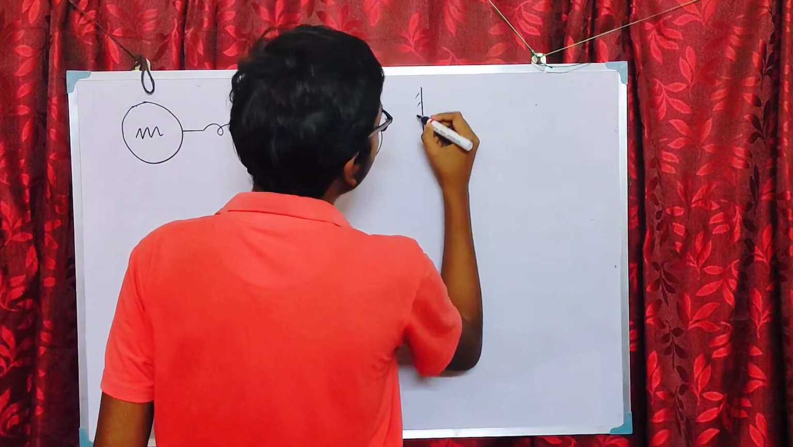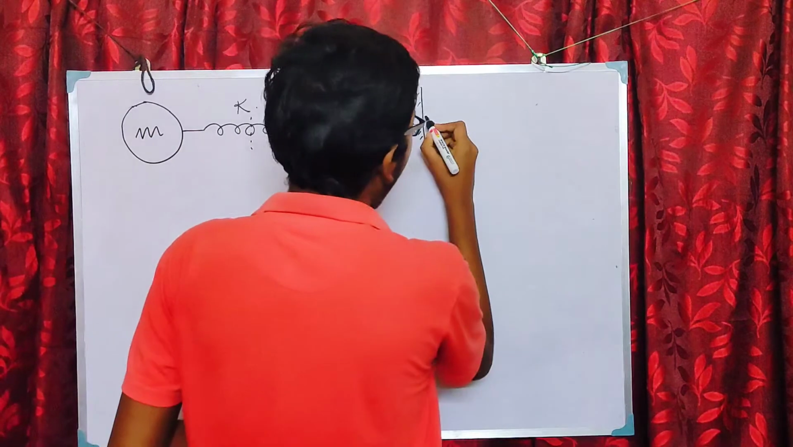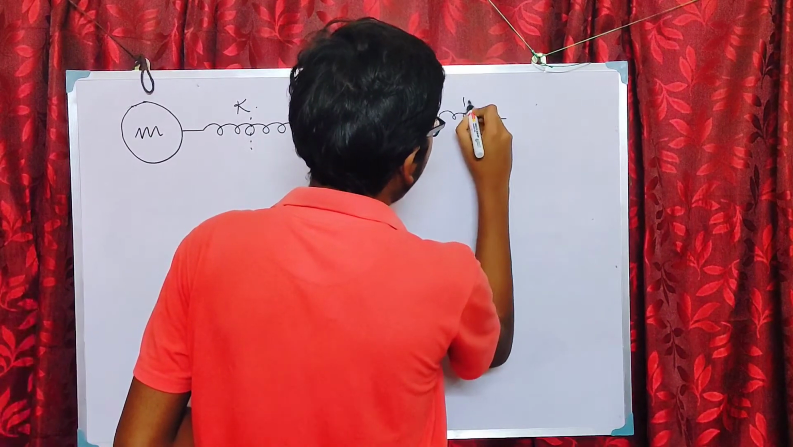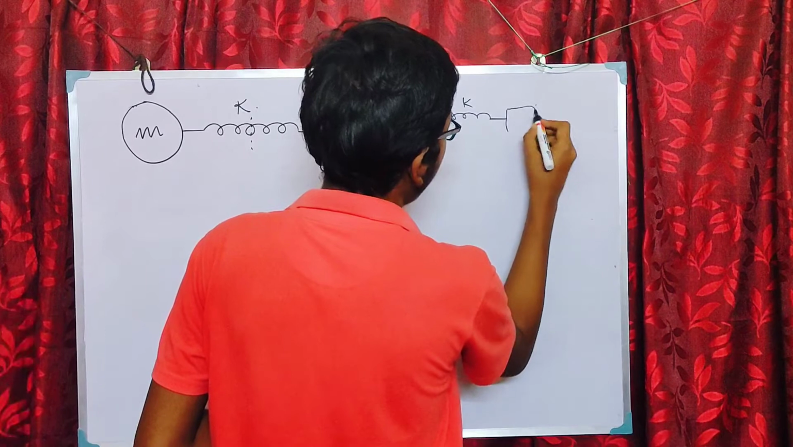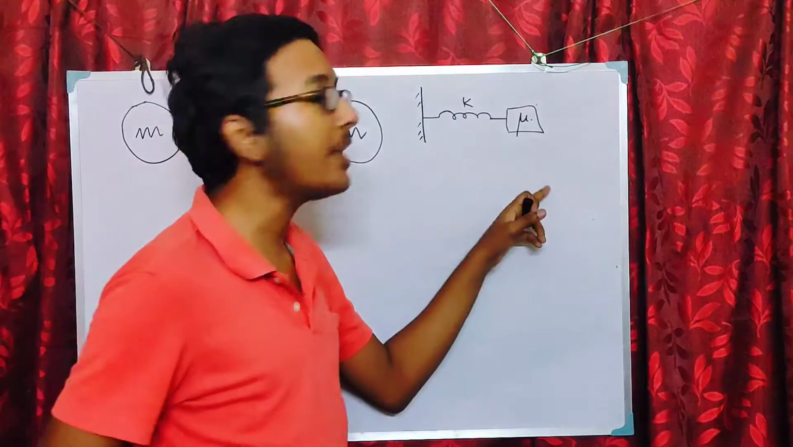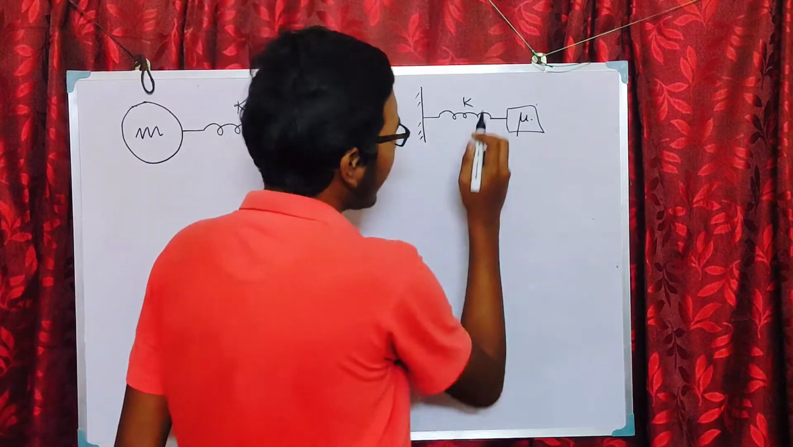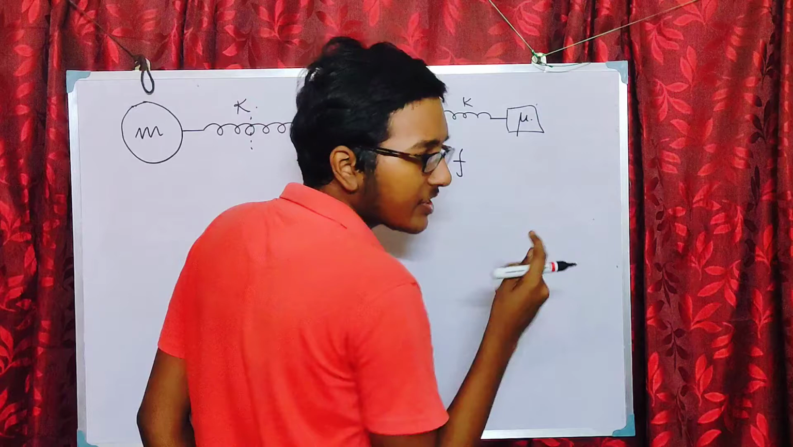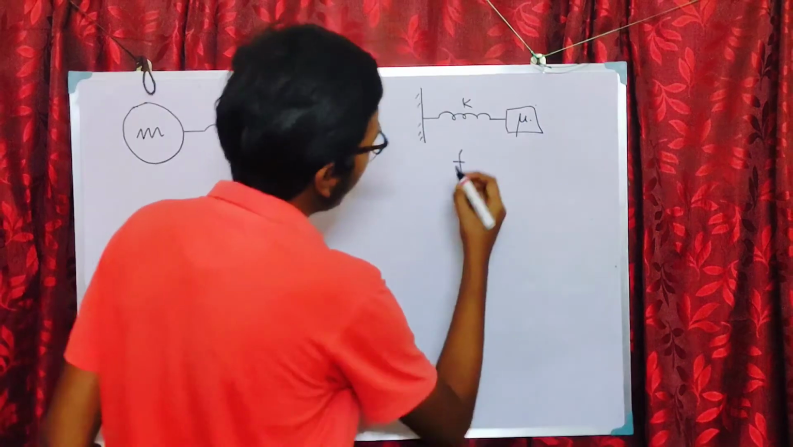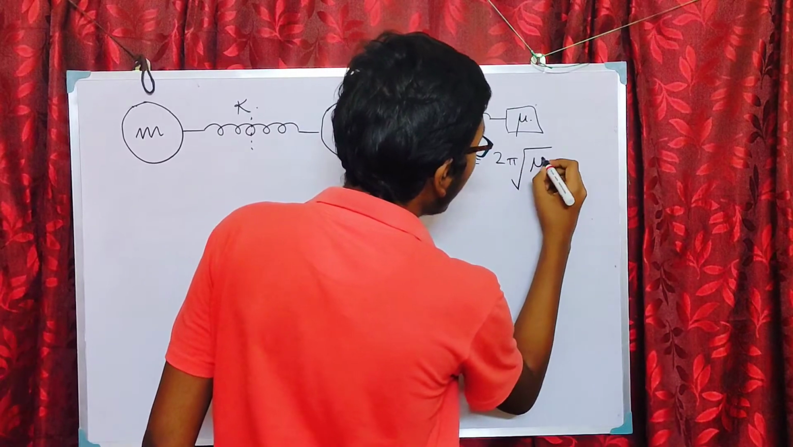I am sitting here, that means I am fixed here, like a wall, and the spring is there with spring constant k, and the block is there of mass mu. What is mu here? Mu is the reduced mass. So I can easily write, let us denote the frequency by f naught, it would be 2 pi root under mu by k.